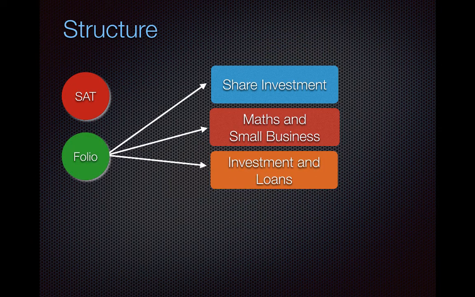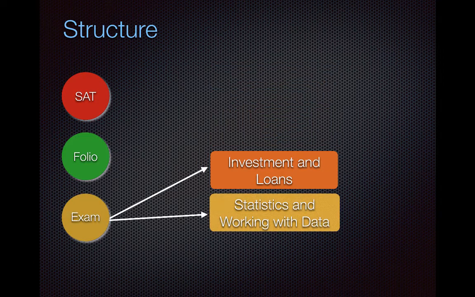When you look at folios, we have a folio in share investments, maths and small business, and 1 in investments and loans. So what that means is we get to dig a bit deeper in the 2 topics that haven't got an exam, and also get you to develop some skills in investments and loans, which will have a link into some other areas as well. Then the last bit in the exam, there's an exam that has investments and loans and stats and working with data. So you can see that the course is quite structured and quite organised, but it also enables you to see where your marks are coming from.